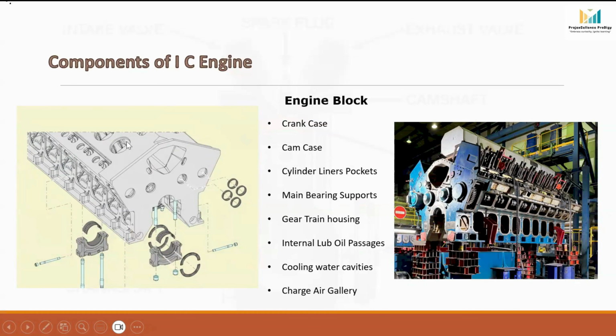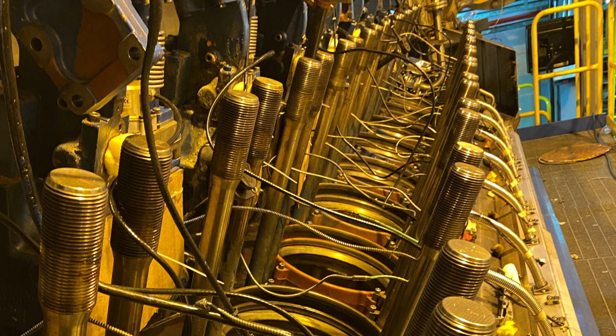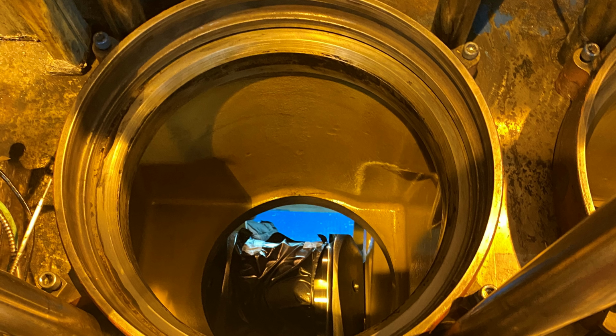Next, these circular openings shown here are called cylinder liner pockets or liner bores. Inside these bores, the cylinder liners are fitted. These liner bores must be machined very accurately because even a small misalignment can lead to excessive wear, vibration, or even piston seizure.